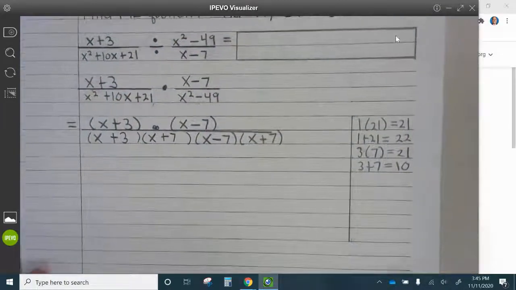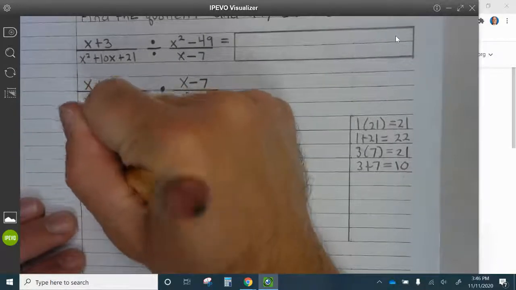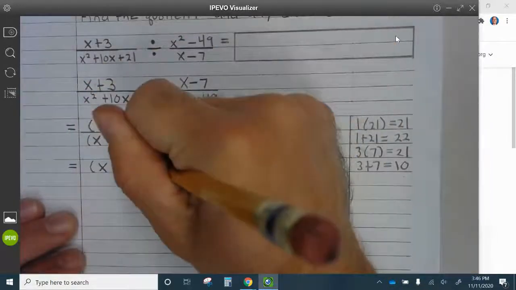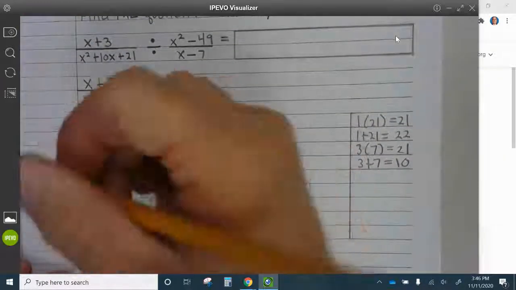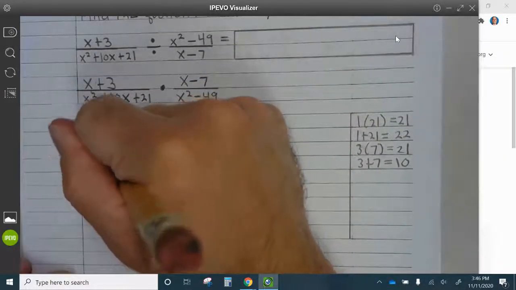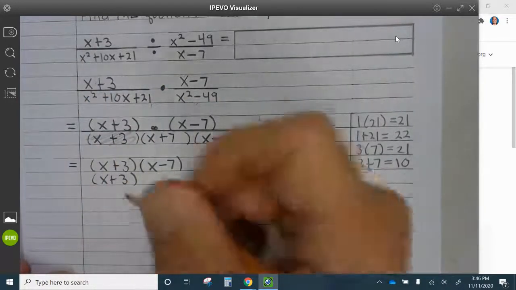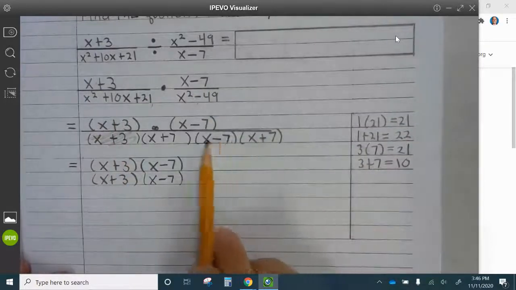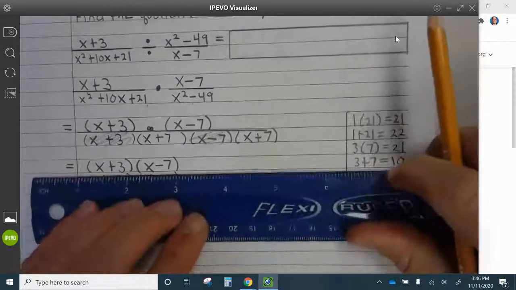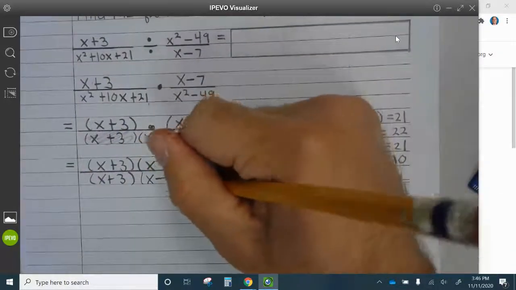Okay. Now let's rearrange so we can divide out any special ones. So we have x plus 3 times x minus 7 in the numerator. Now we look in the denominator. Do we have an x plus 3? We do. So that's x plus 3. So we're done with that. Do we have an x minus 7? We do. X minus 7. So we're done with that. And then we have x plus 7 times x plus 7.